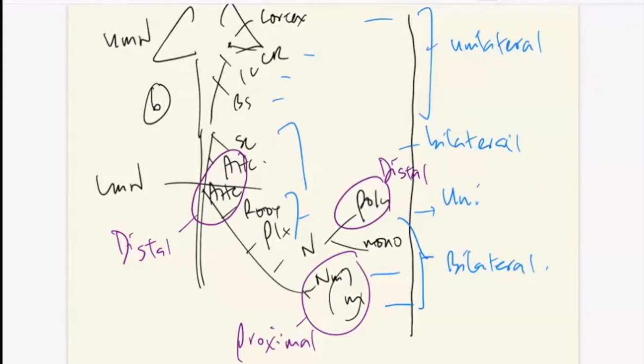Okay, so for example, in motor neuron disease, the wasting, although they are both proximal and distal, is more prominent in the distal region.